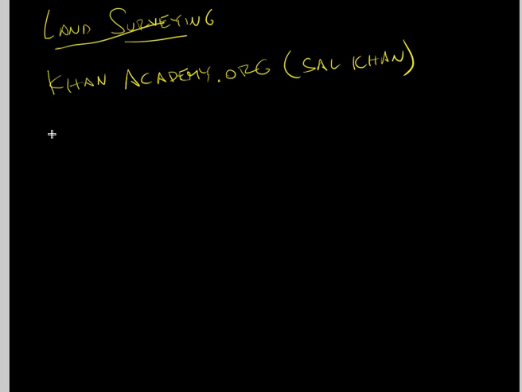Land surveying is the measuring of points on, above, or below the surface of the earth. And surveyors do this through measurement. And there's different kinds of measurements that surveyors make. We'll start off here with the measurements.